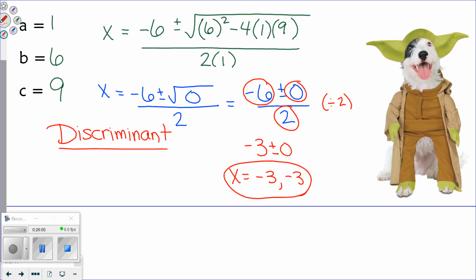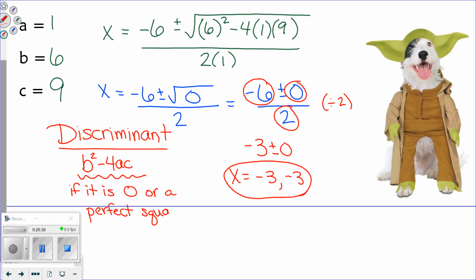Okay? So I'm going to show you how to determine if it factors or not by using the discriminant. Discriminant is literally just the b squared minus 4ac. It's the part that's under the radical. That's the discriminant. It's part of the quadratic formula. We've already been working with it. So this is your discriminant. If it is 0 or a perfect square, the original problem will factor.